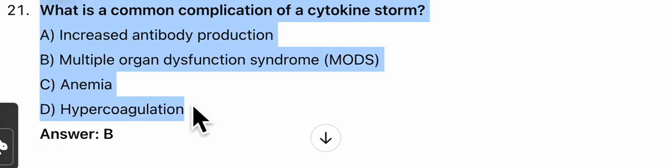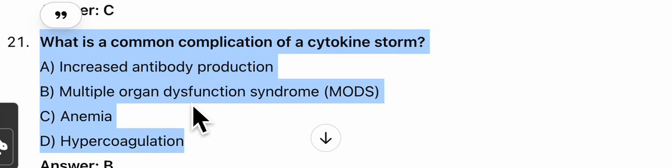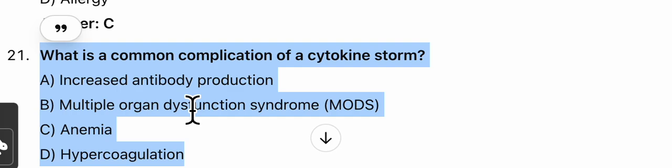What is a common complication of a cytokine storm? A. Increased antibody production. B. Multiple organ dysfunction syndrome, MODS. C. Anemia. D. Hypercoagulation.